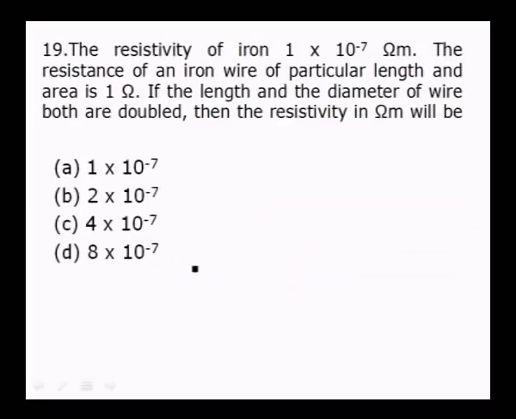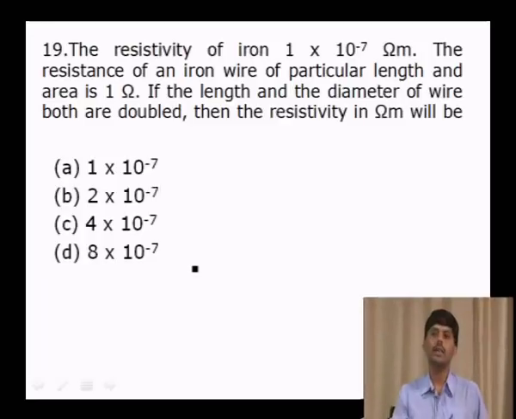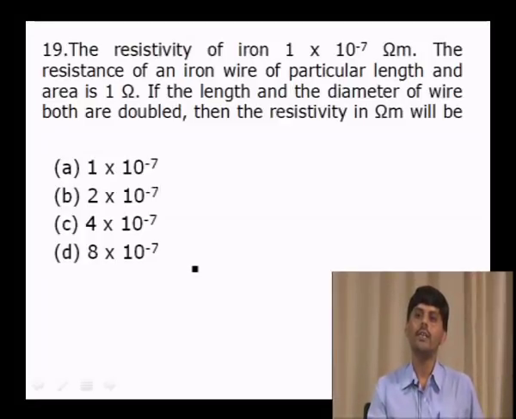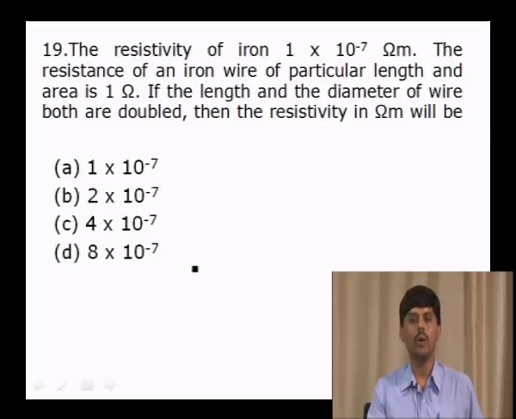Next, question number 19. The resistivity of iron is 1 into 10 raised to minus 7 ohm meter. The resistance of the iron wire of a particular length and area is 1 ohm. If the length and diameter of the wire are doubled, then the resistivity in ohm meter will be: option A 1 into 10 raised to minus 7, option B 2 into 10 raised to minus 7, option C 4 into 10 raised to minus 7, option D 8 into 10 raised to minus 7.